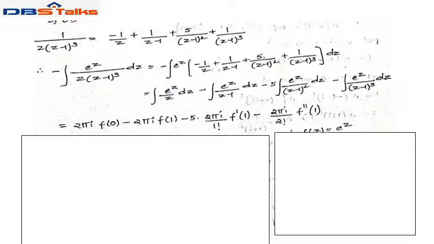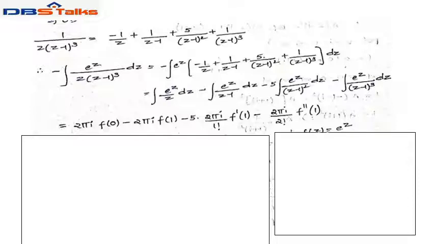Next, we separate the integrals into four terms. First term is integral e power z by z dz minus integral e power z by (z minus 1) dz minus 5 integral e power z by (z minus 1) whole square dz minus integral e power z by (z minus 1) whole cube dz. So in these four terms, we have to use Cauchy's integral formula. This is in the form of integral f of z by (z minus a) dz. In the first term, f of z is e power z and a is 0.